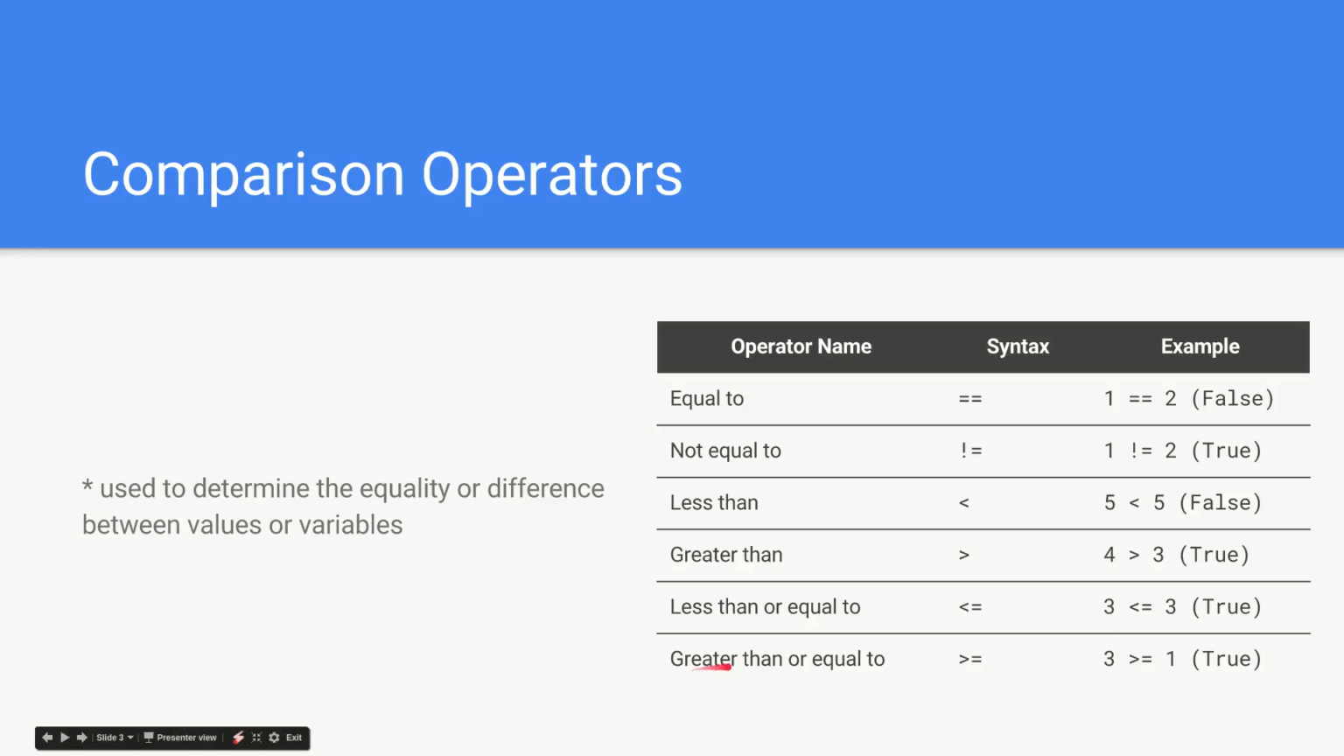Then we also get the greater than or equal to operator, which does the opposite, and it basically returns true if the value on the left is greater than or equal to the value on the right. So in the example we can see that 3 is in fact greater than 1, so true is returned.